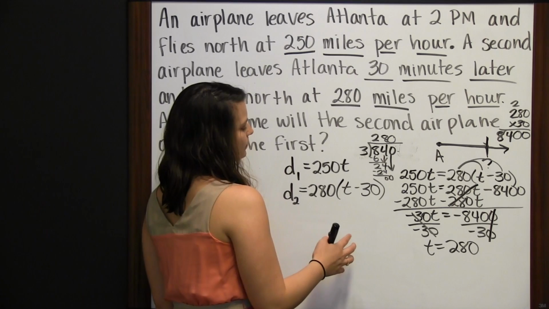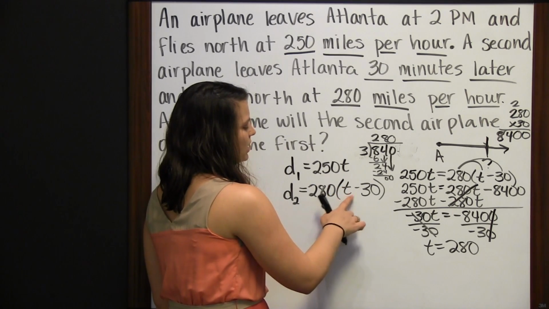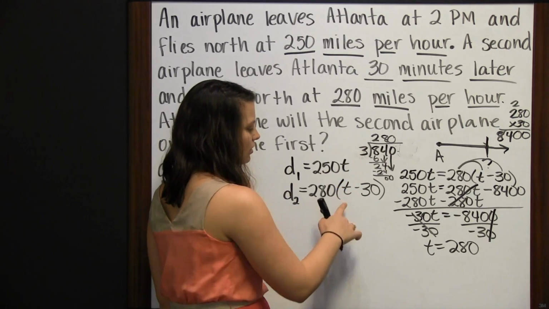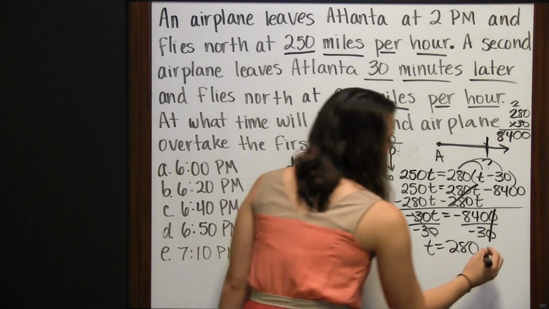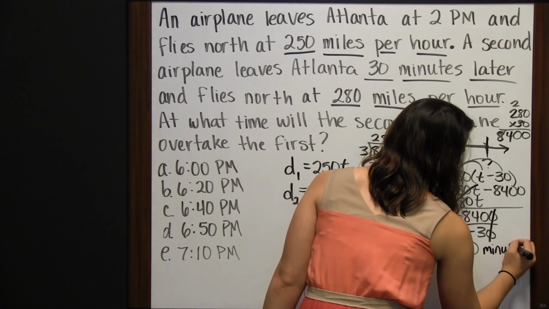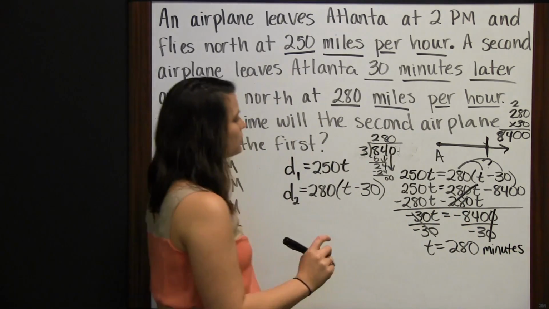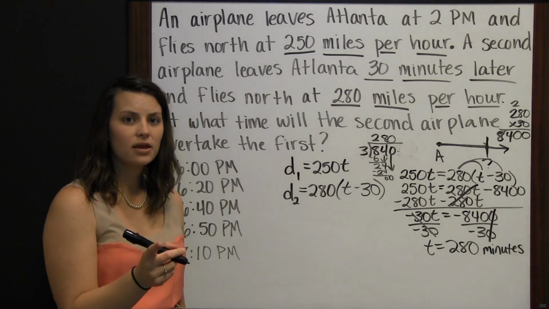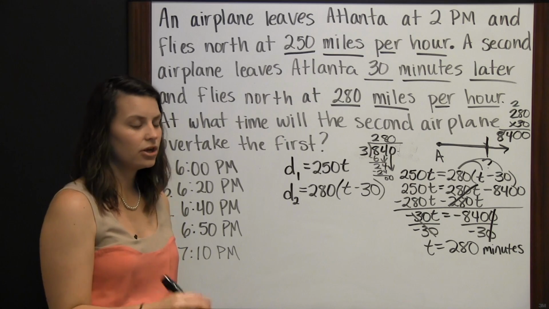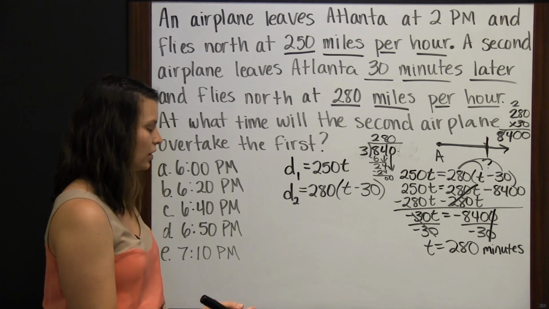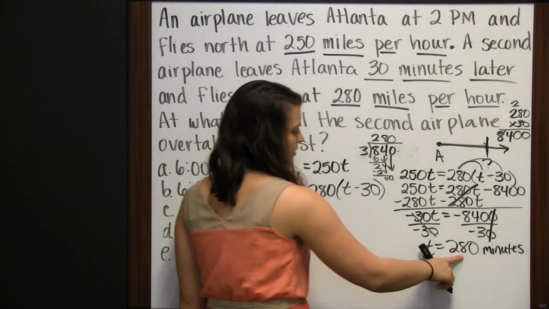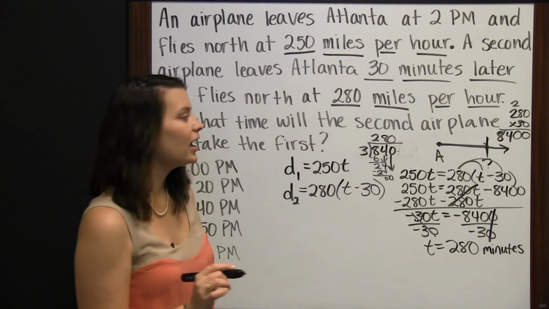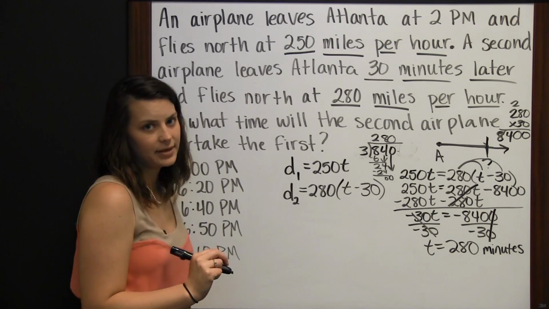If you'll recall, we did t minus 30 minutes, so that would mean that these t's are in minutes. So we just found how many minutes the first plane would have been flying when the second plane overtook it. So we need to first convert these minutes into hours and minutes so that we can then find what time it was when that happened.